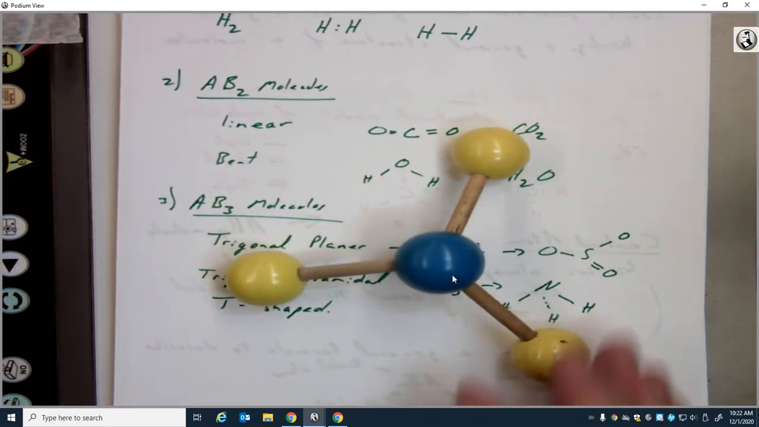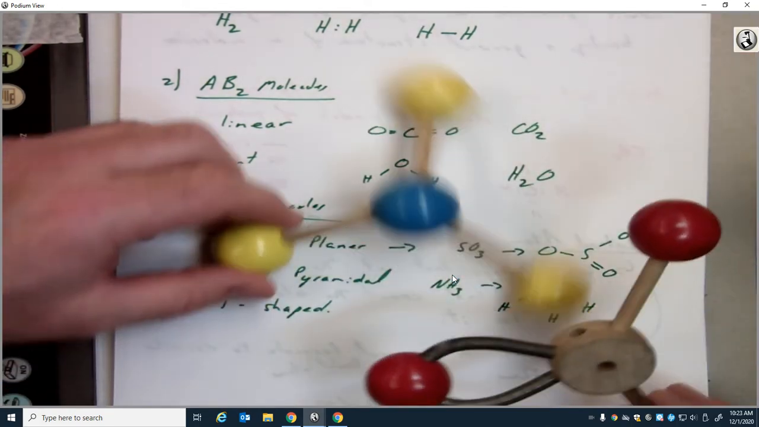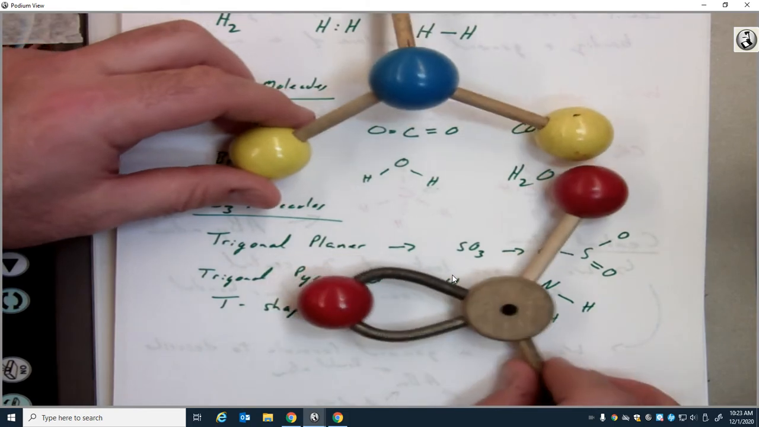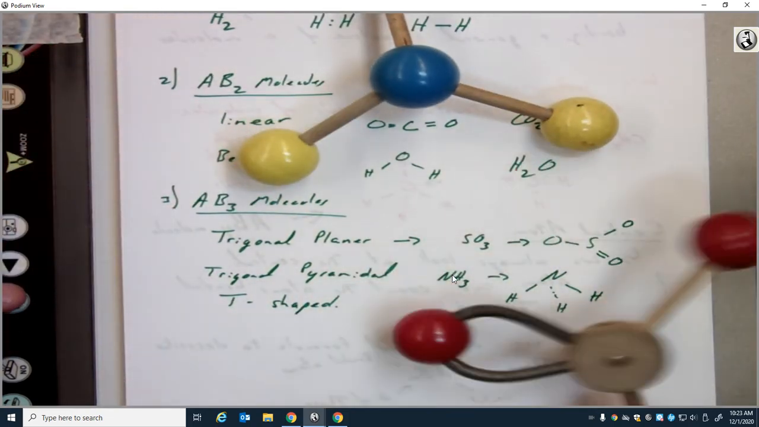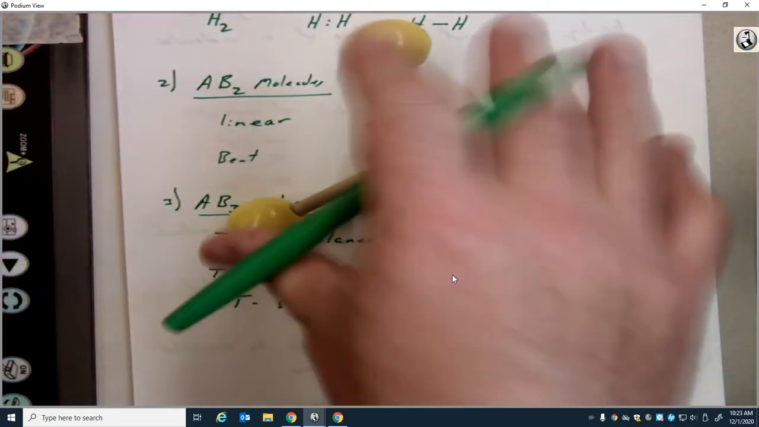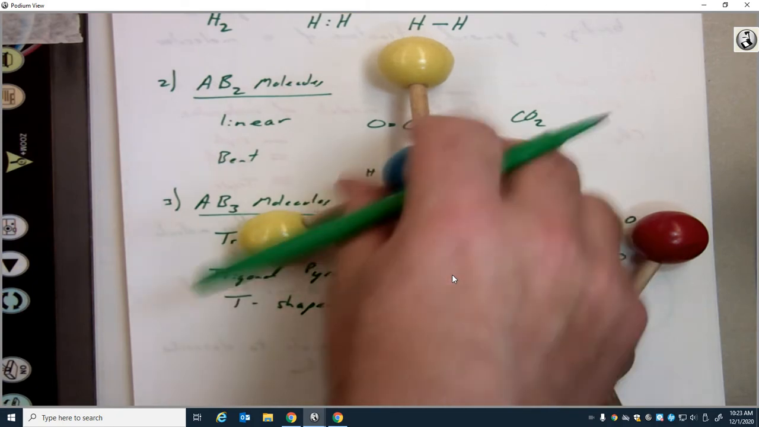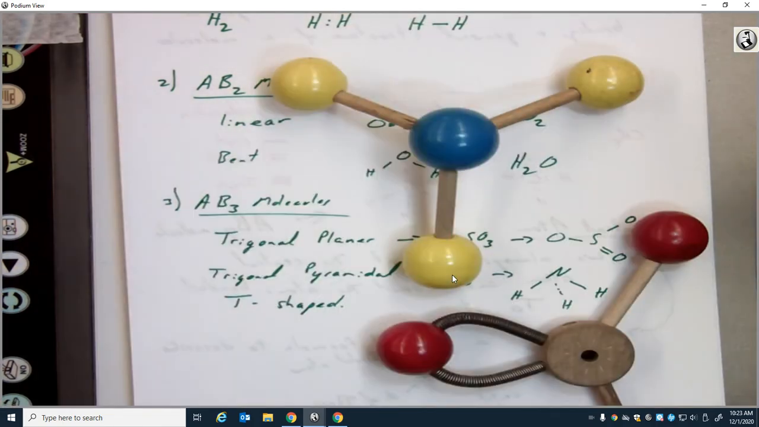All right, so if we compare it, we have them both on here. Okay, so in this one, the three legs are all in the same plane. But in this one, they're being forced down, and there's a reason for that, and we're going to talk about that eventually. But when you get this shape, this is called a trigonal pyramidal.